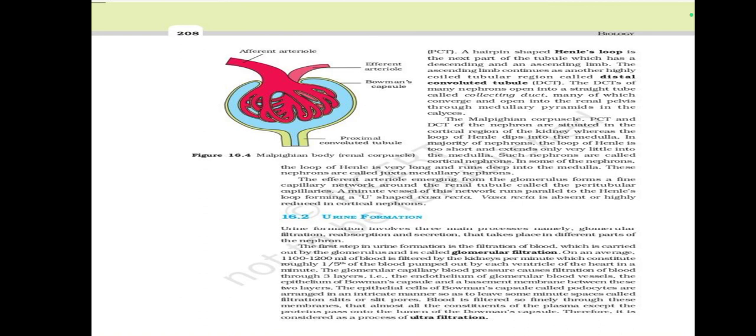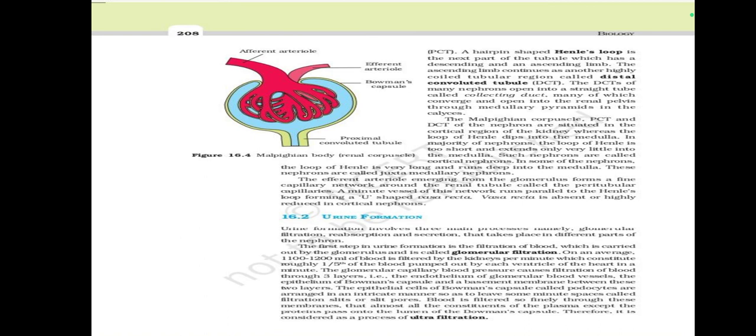Urine formation. Urine formation involves three main processes, namely glomerular filtration, reabsorption, and secretion, and they take place in different parts of the nephron. The first step in urine formation is the filtration of blood, which is carried out by the glomerulus and is called glomerular filtration. On an average, 1100 to 1200 milliliters of blood is filtered by the kidneys per minute, which constitutes roughly one-fifth of the blood pumped out by each ventricle of the heart in a minute.